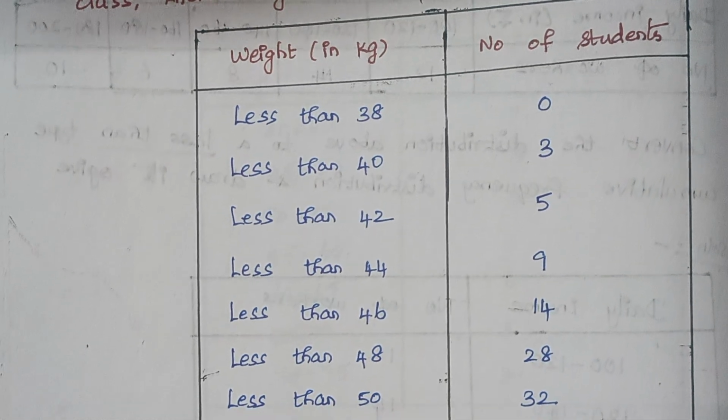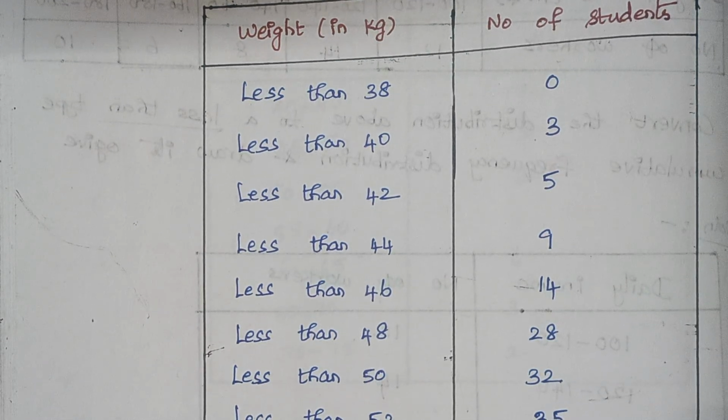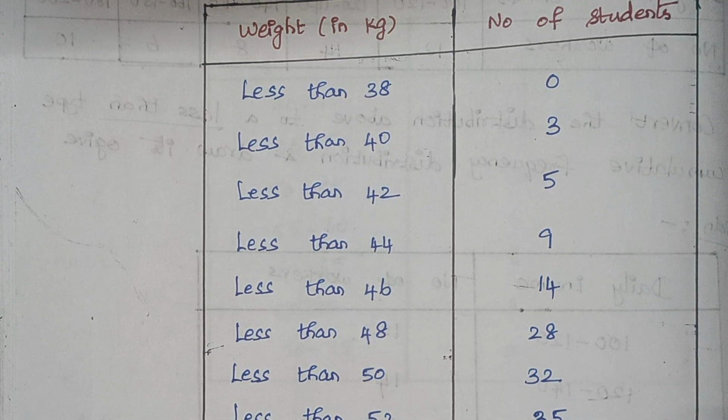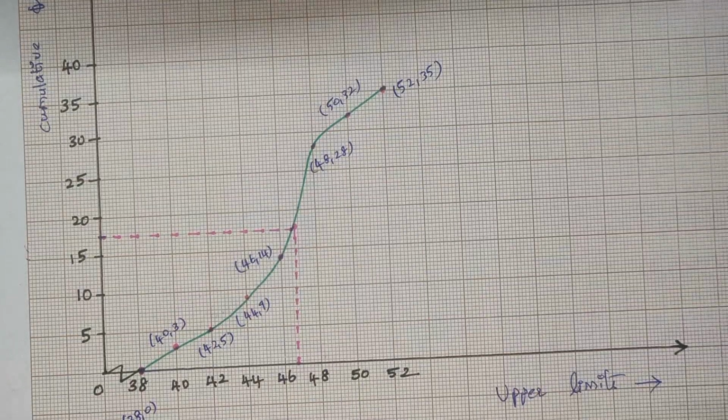So the given frequencies are cumulative frequencies. So here from these values we can directly draw an ogive. Here we will start. As a first step, we have to plot all the points that we got from our problem.